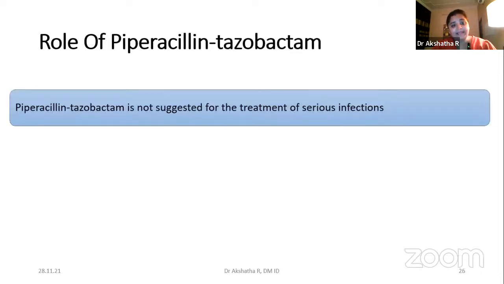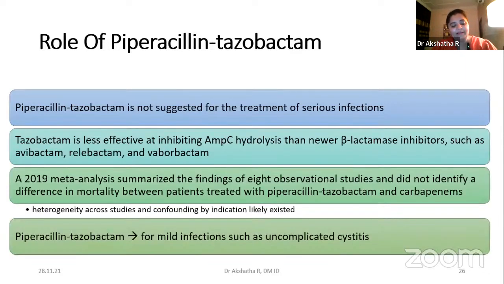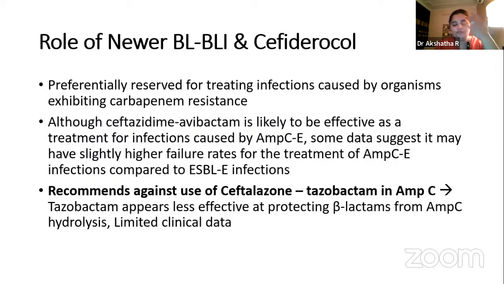So, what is the role of piperacillin-tazobactam in AmpC? It is not suggested for serious infections, and tazobactam is less effective in inhibiting AmpC hydrolysis. And there is a meta-analysis which showed that there is no difference between piperacillin-tazobactam and carbapenem, but this was a very heterogeneous population and there were multiple confounding factors. It can be reasonably used if the patient is having uncomplicated cystitis.